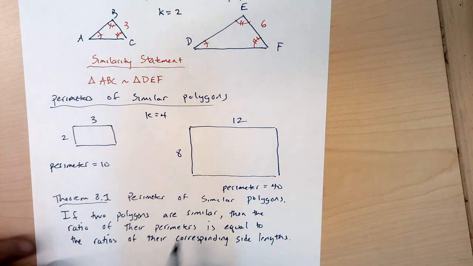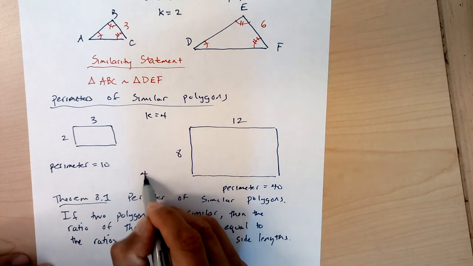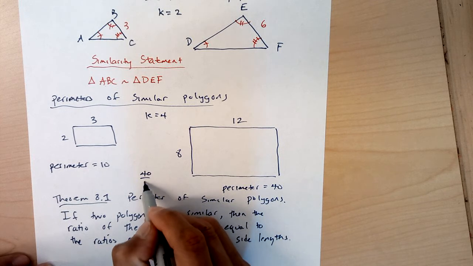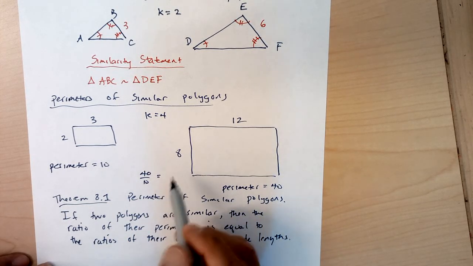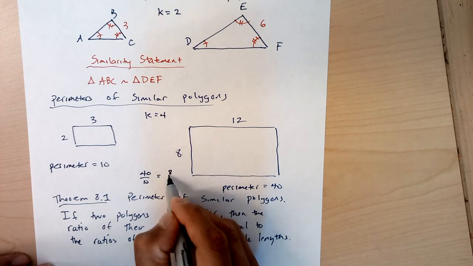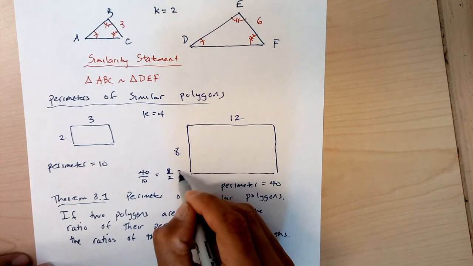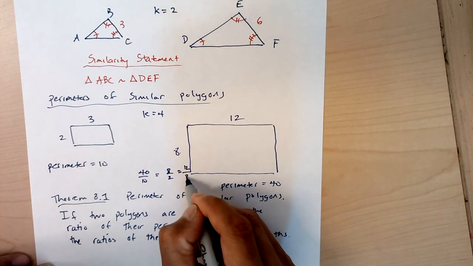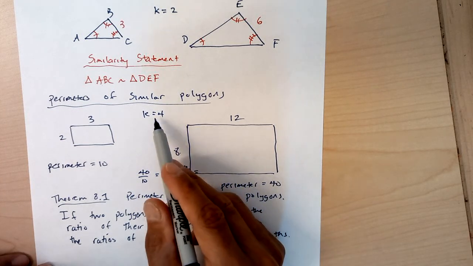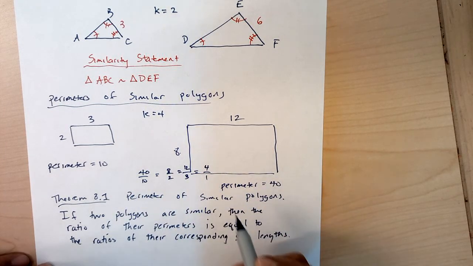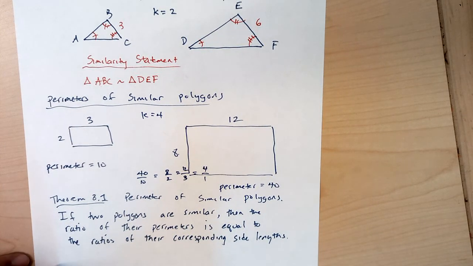So the ratio of the perimeters, larger to the smaller, the image to the pre-image, 40 to 10, that's 4 over 1, is equal to the ratio of the corresponding sides. It could be equal to 8 over 2, that's still 4 over 1. It could also be equal to 12 over 3, that's still 4 over 1. It could also be this scale factor, 4 or 4 to 1. All of those are equal, 4 to 1.